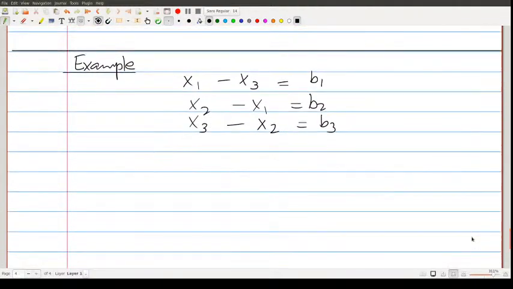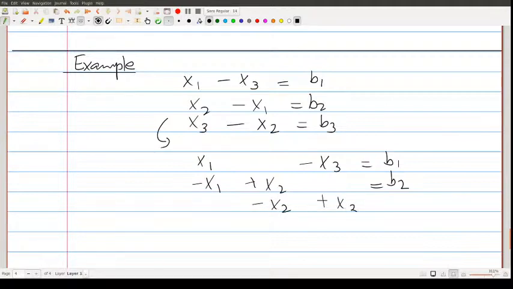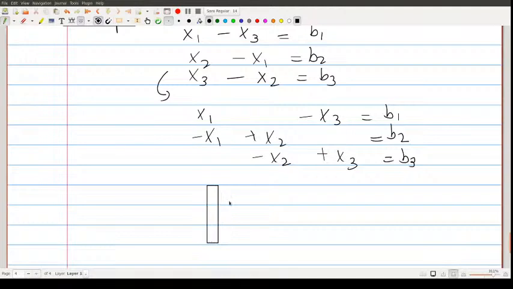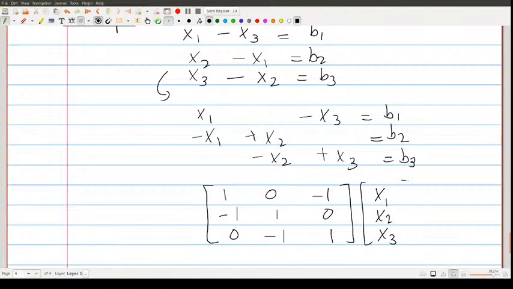This is a system of equations. I can first align the x's along the column so that I can write it in matrix form. So this is x1, no x2, and minus x3 equals b1. Then I have minus x1 plus x2, no x3 equals b2. And I have no x1, minus x2 plus x3 equals b3. All I've done is take a system of equations and align the x1s, x2s and x3s so that I can easily write this in matrix form. So the matrix is going to be 1, 0, minus 1; minus 1, 1, 0; 0, minus 1, 1, times x1, x2, x3 equals some constants b1, b2, b3.